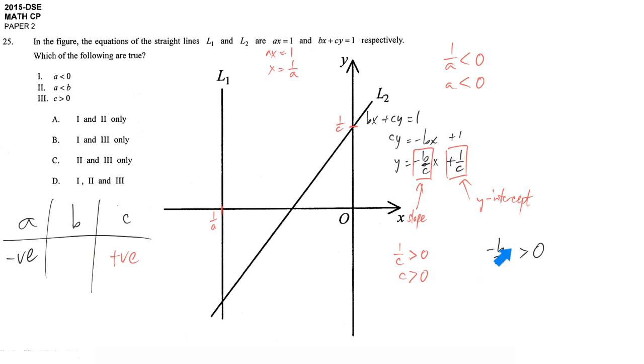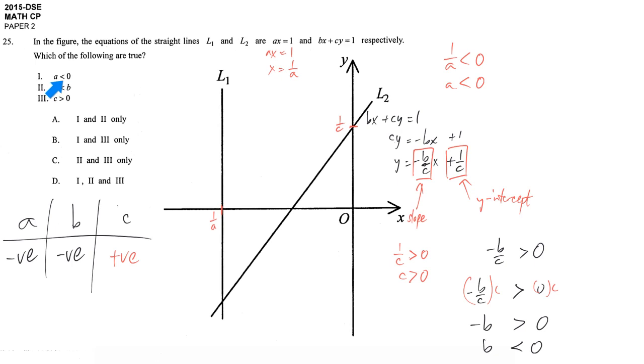I don't want fractions, so I multiply both sides by c. The key point is c is a positive value, so when you multiply both sides by c, a positive value, it won't change the direction of the inequality. It's still larger than. Finally, that means b is smaller than 0. b itself is negative. Then we try to make some conclusion.